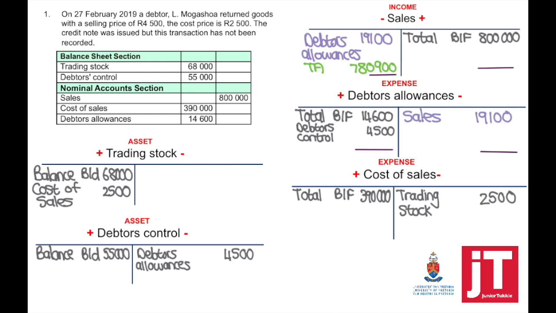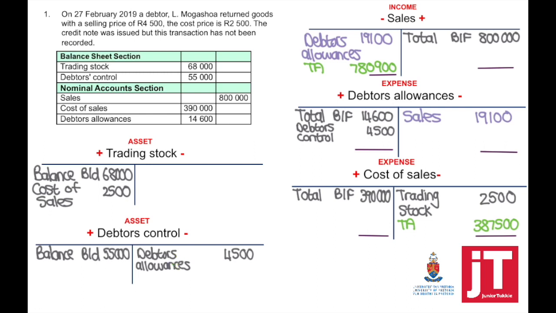Sales will then be closed off to the trading account, and this is the amount that will appear in our income statement. Cost of sales is closed off to the trading account, so this is the amount that will appear in our income statement. Remember, in grade 11, you've learned provision for bad debts adjustment, and this is calculated on the book debt. Your book debt is the balance of the debtors control.